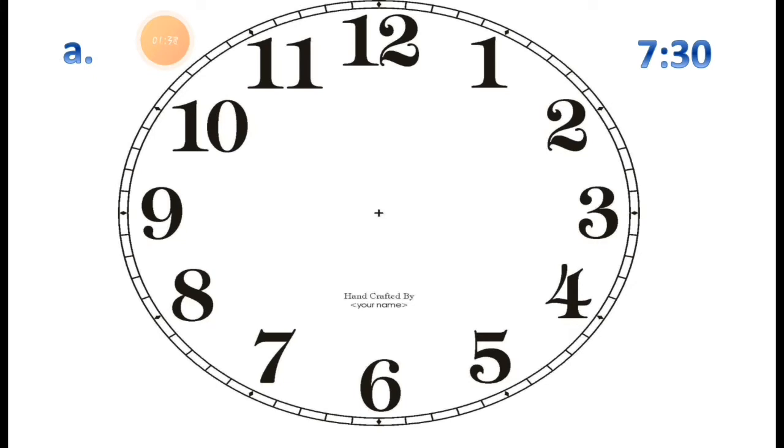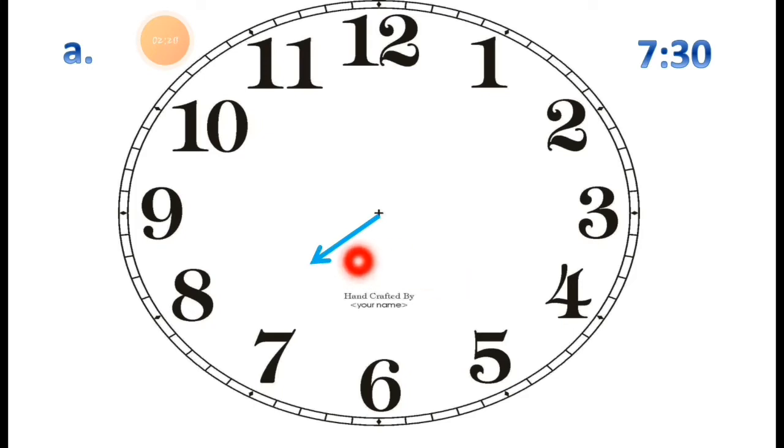So where will the minute hand point? It points exactly at 6, because 12 to 1 is 5 minutes, 12 to 2 is 10 minutes, 12 to 3 is 15 minutes, 12 to 4 is 20 minutes, 12 to 5 is 25 minutes, and 12 to 6 is 30 minutes. So here the minute is 30. In this given time the minute is 30. So let's draw the hand first.